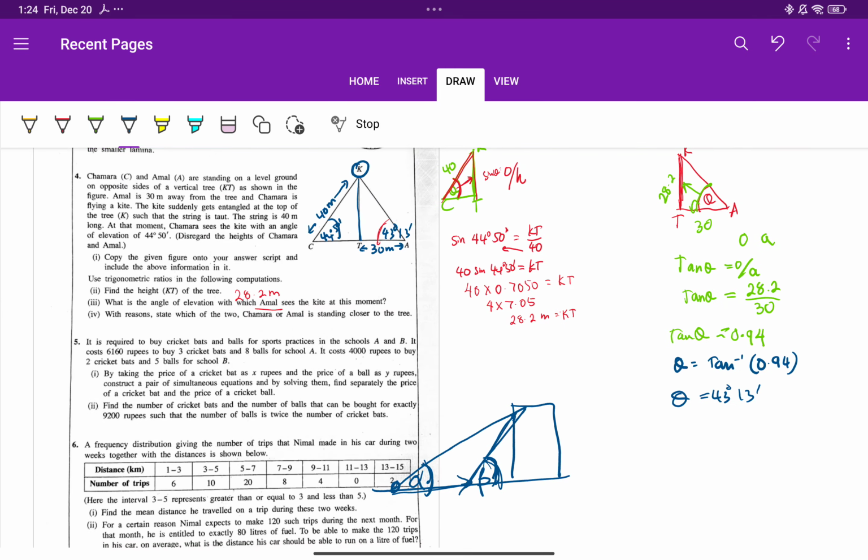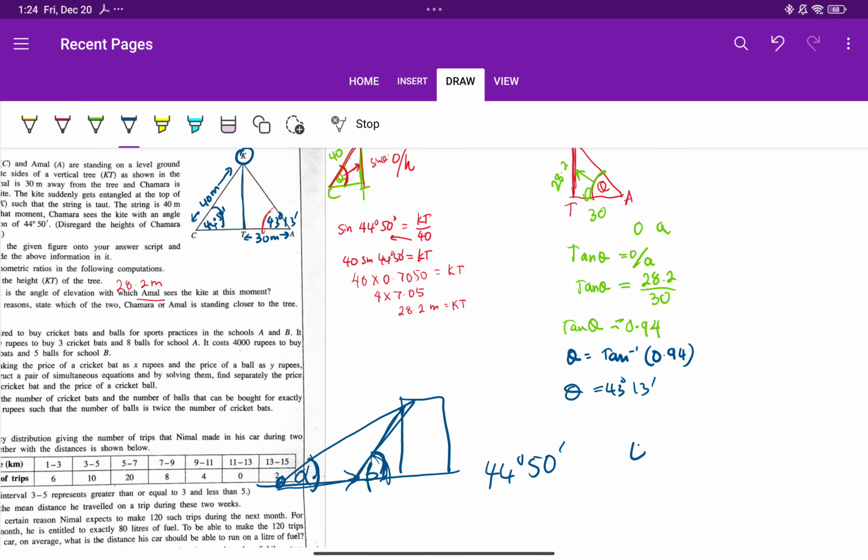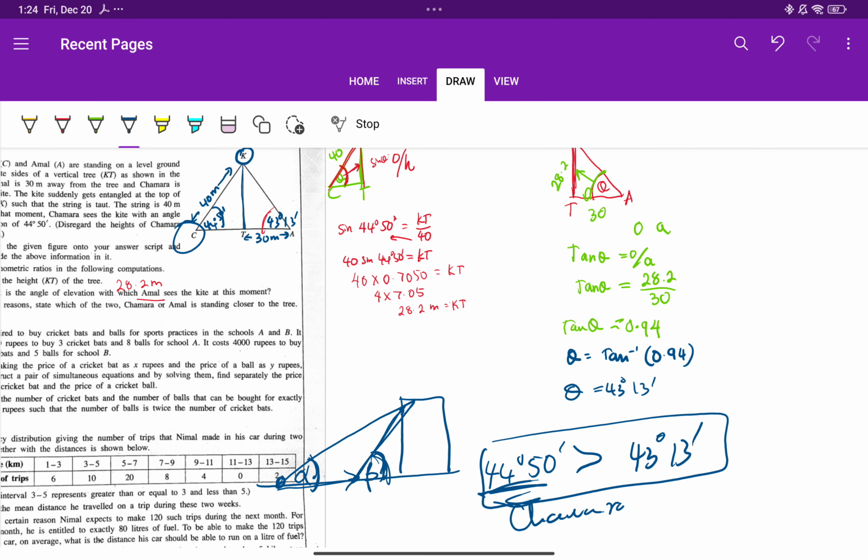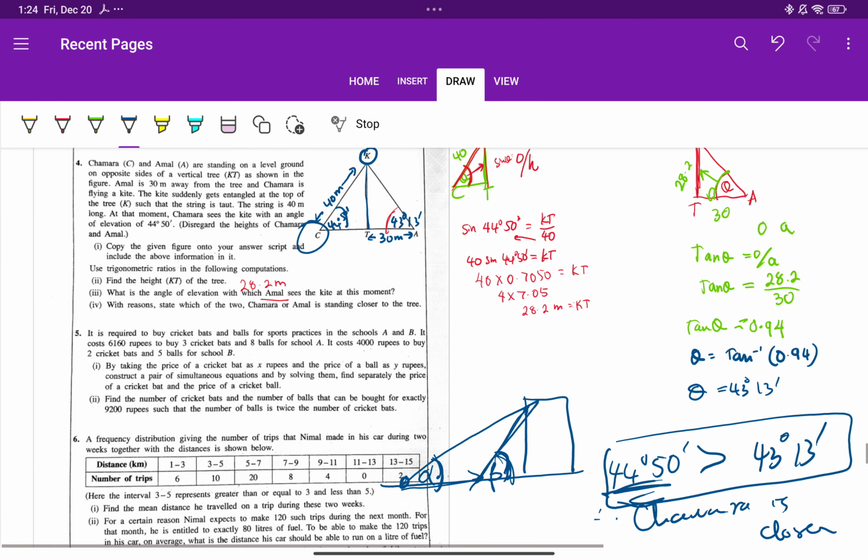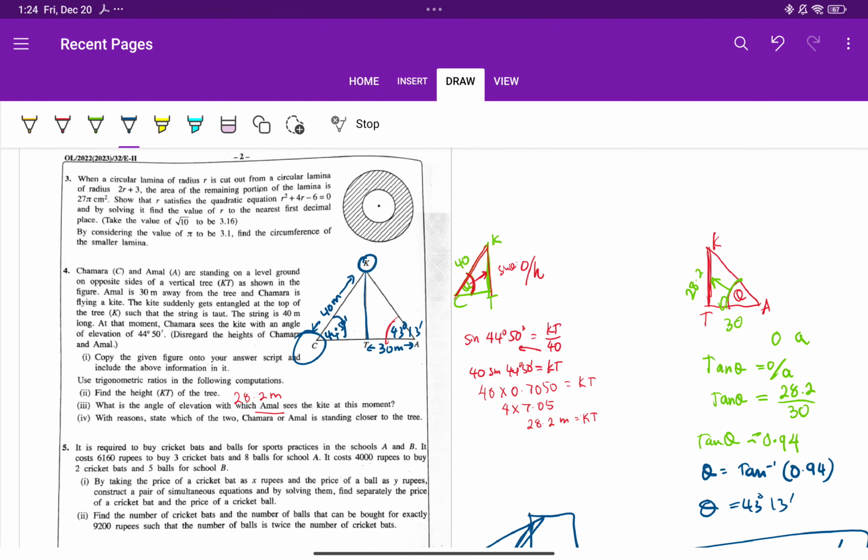Now there are two angles, 44 degrees 50 minutes and 43 degrees 13 minutes. This is the greater angle, which means this person is closer. That means Chamara is closer. This is the reason, the inequality. Chamara is closer. So that's the end of the fourth question.